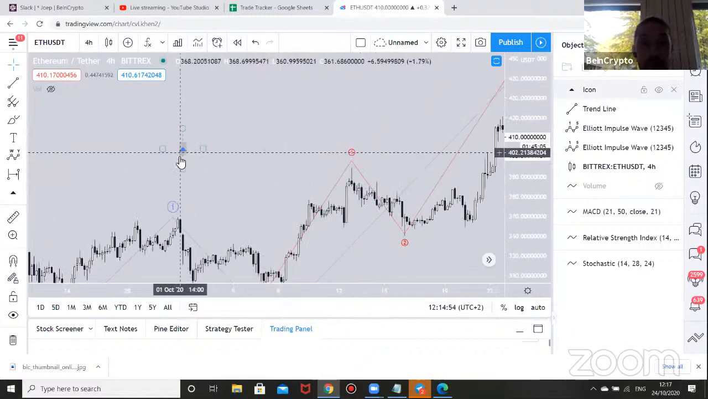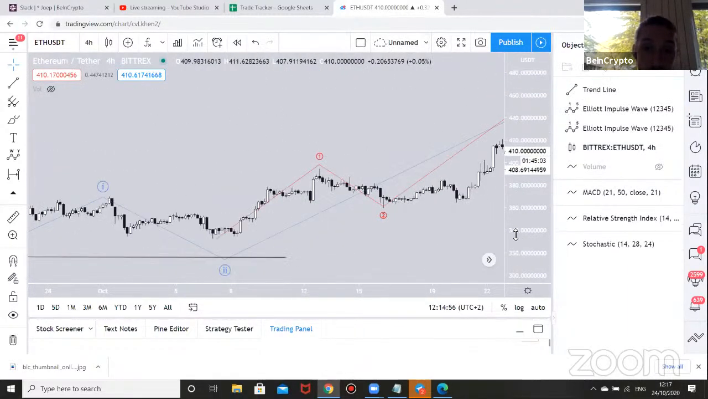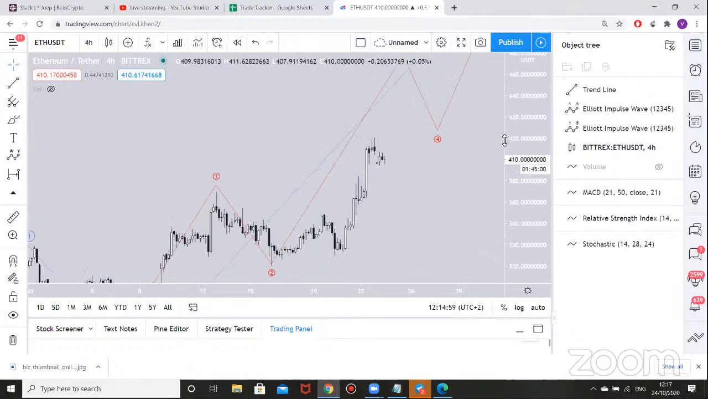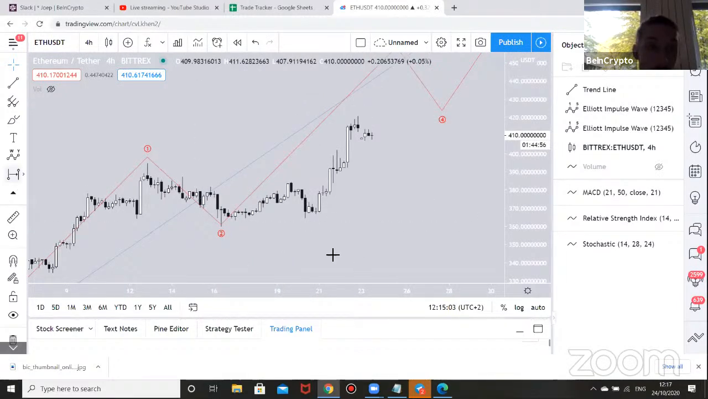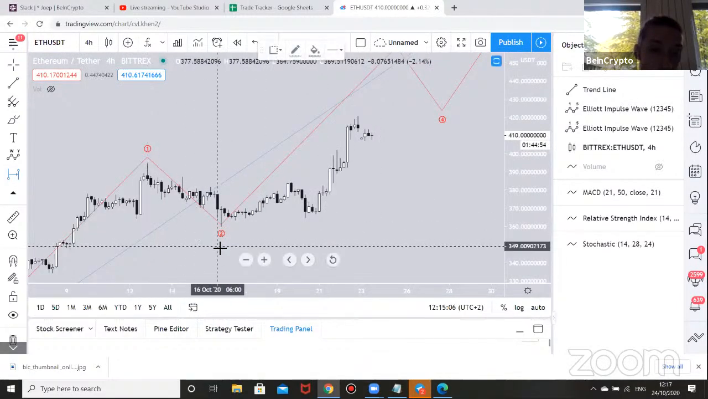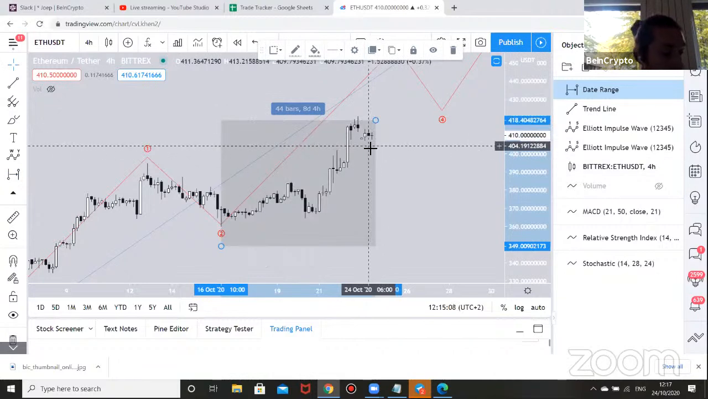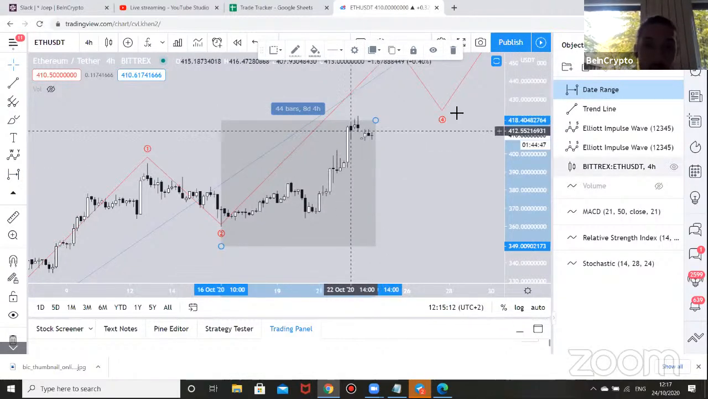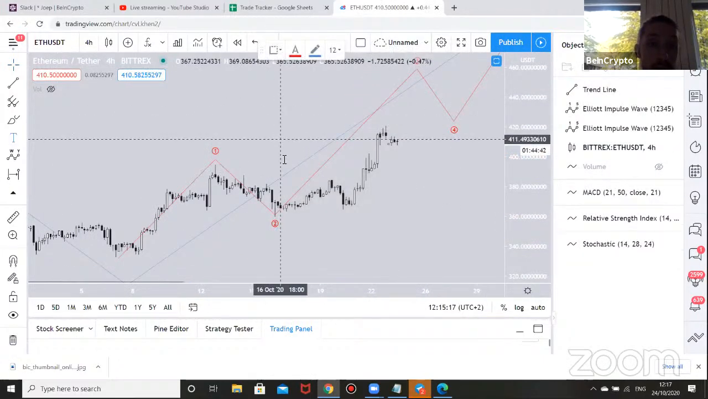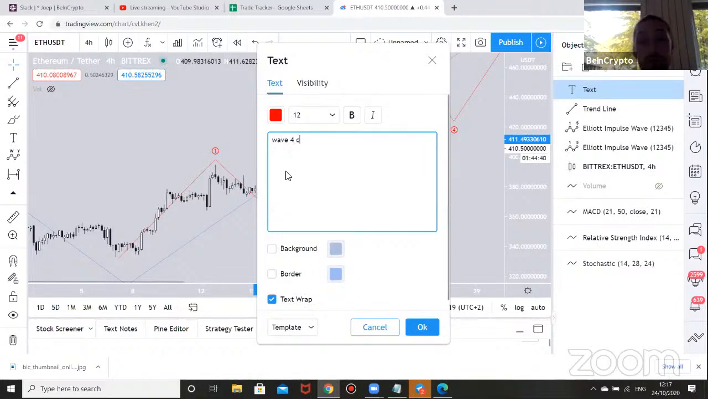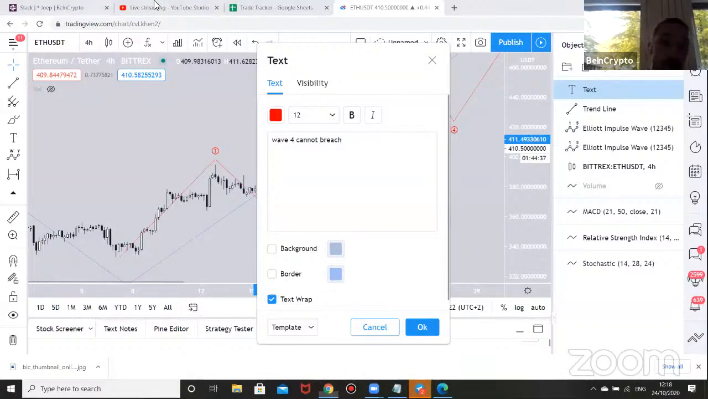Okay, now we have subwave 3. If you caught the move somewhere here, so here. Now, the other rule is that wave 4 cannot breach. More people are joining into the territory of wave 1.